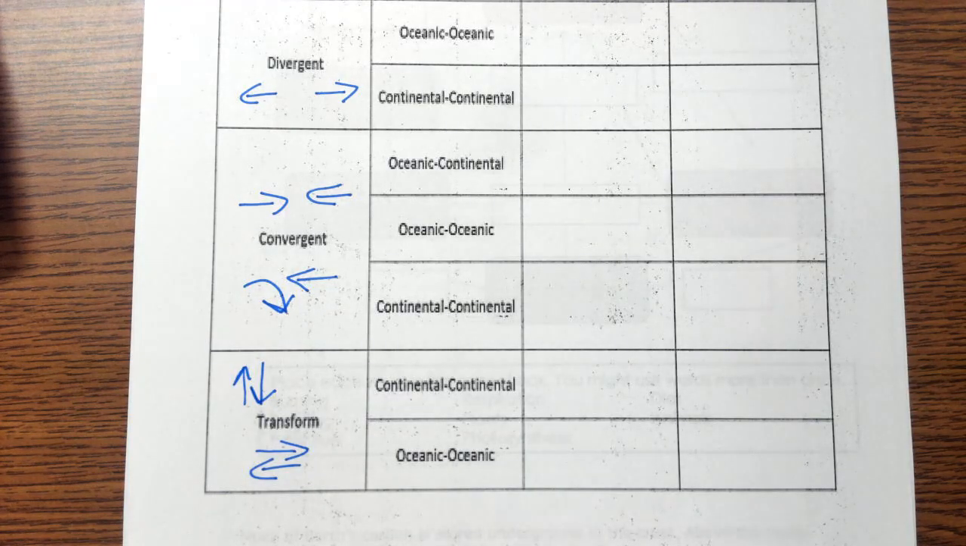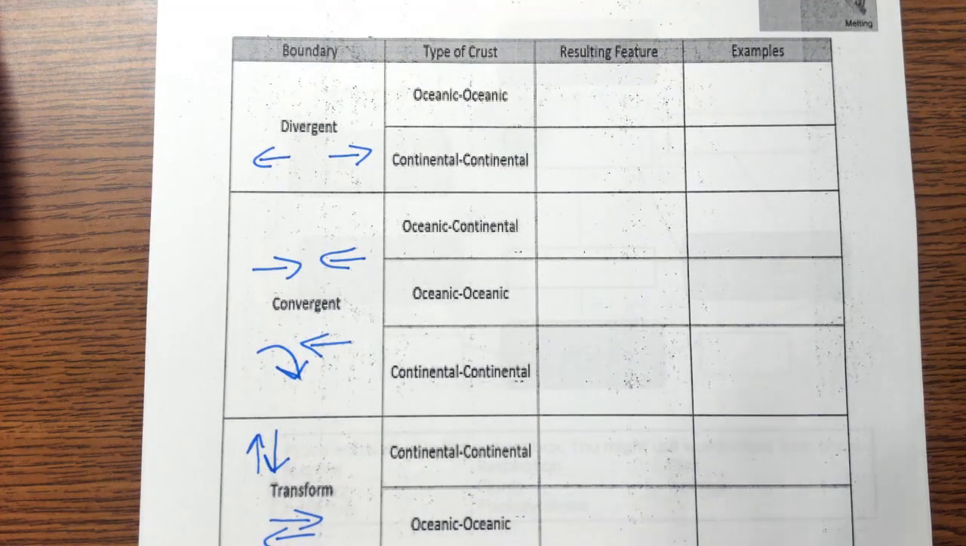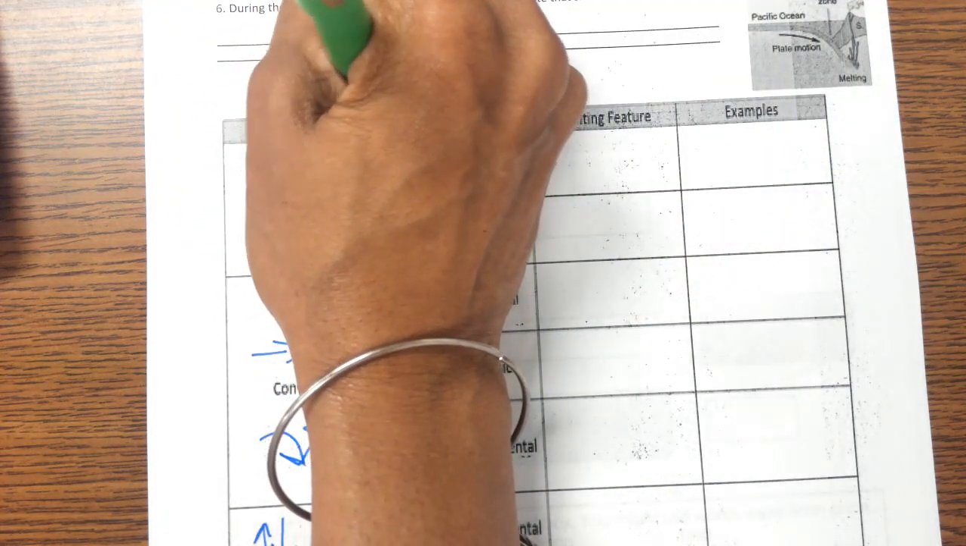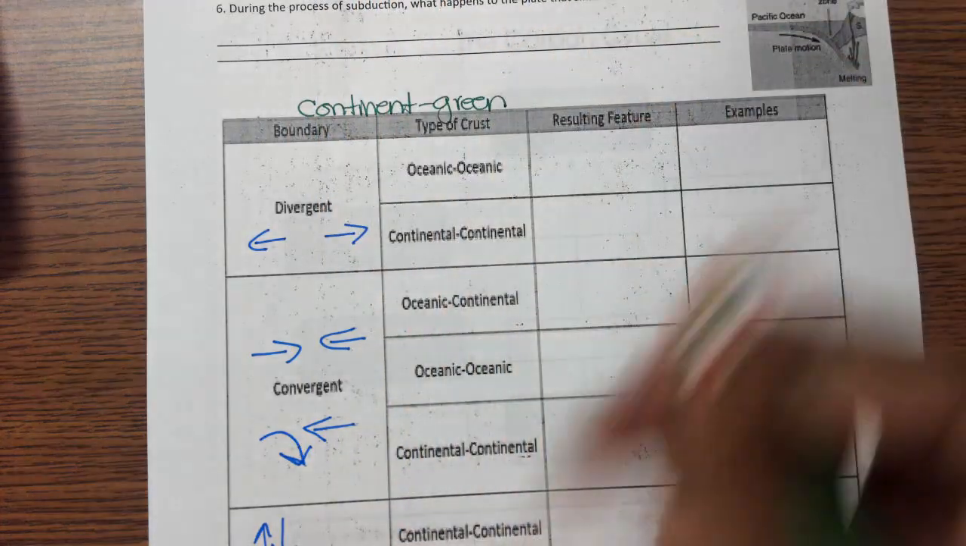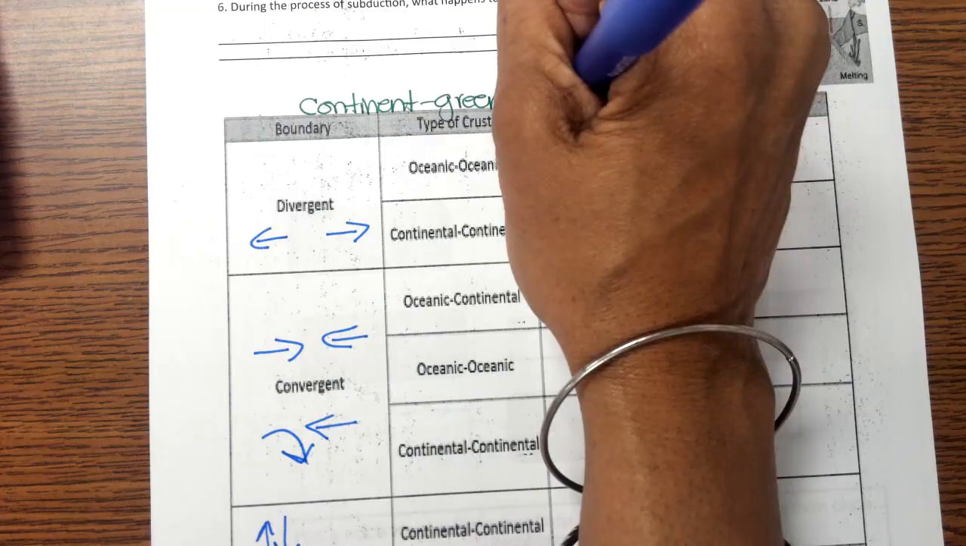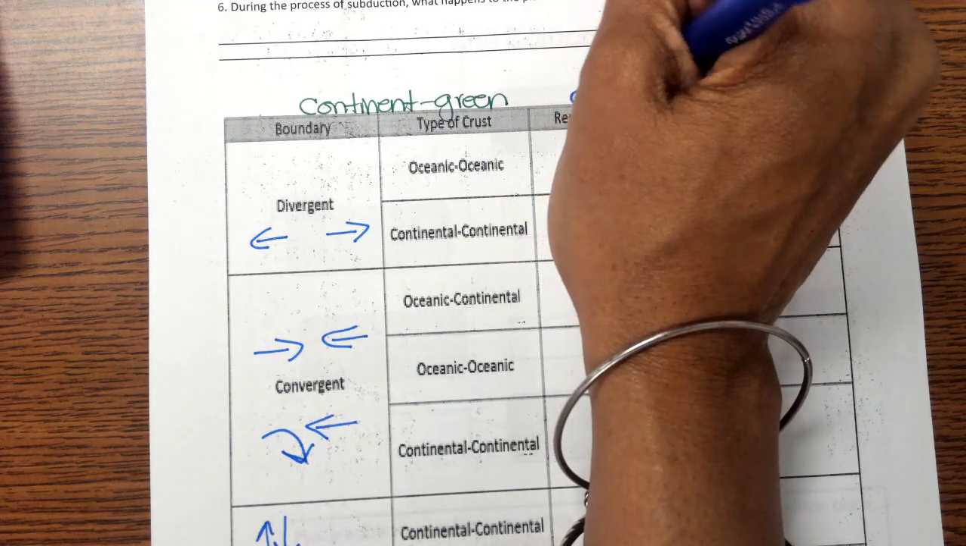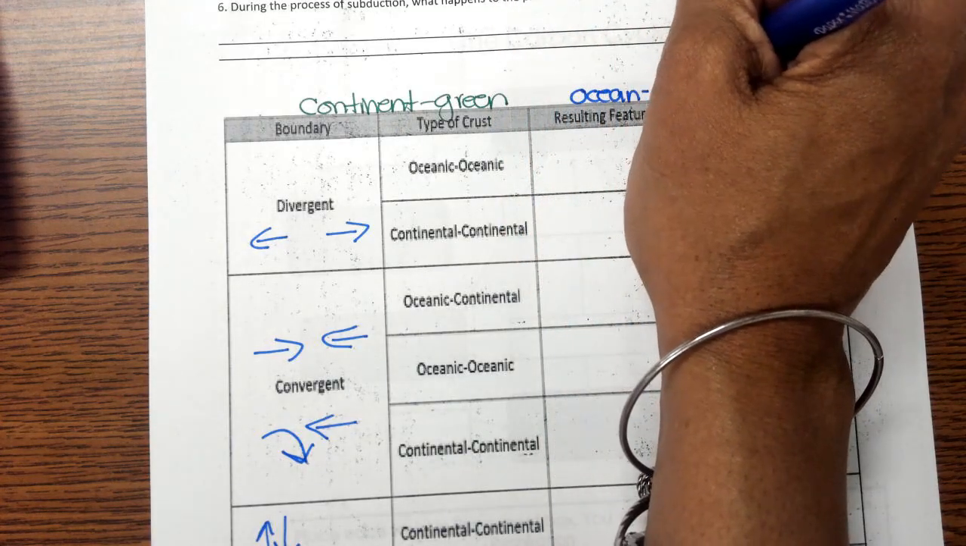Okay? So each type of boundary forms a different, or makes a different landform. So we're going to go through each boundary and the type of crust and the feature that you get. All right? So for continent, I'm going to use green. And for ocean, I'm going to use blue.